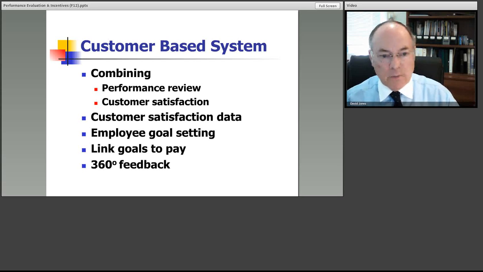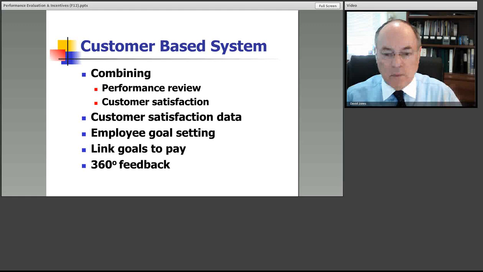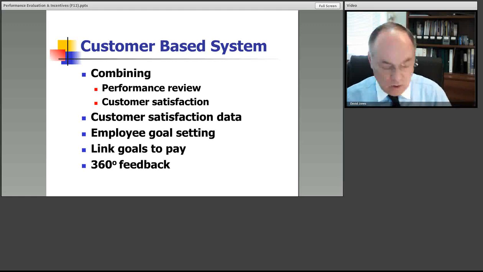And then we put in employee goal setting, where the employee brings in their goals and what they're going to accomplish, and what they plan to achieve from one period to the next. And we link these to pay. I mean, that's one way to do it. We don't have to do it that way, but in a lot of cases, that's what we think about. You get so much for this, so much for that, and we'll talk more about that in a few minutes.